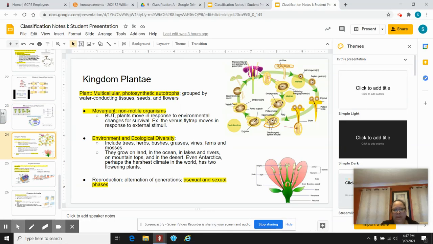Kingdom Plantae, these are your plants. True plants are multicellular. There are no unicellular true plants. They are photosynthetic and make their own food. They are autotrophs. Movement is a little bit odd with this because they don't get up and walk away, certainly. But plants definitely move in response to environmental changes. For example, a plant will turn towards the sun, or the Venus flytrap will snap shut when a bug lands on it.